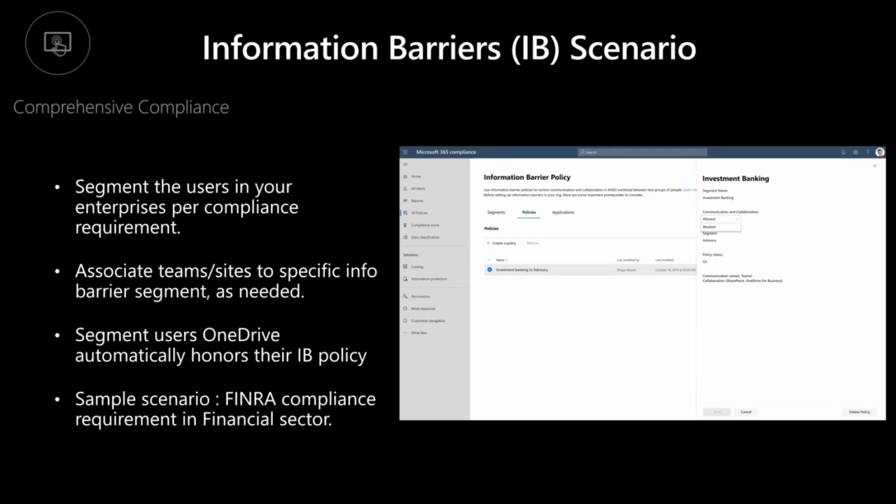The second thing is you can associate a given SharePoint site to specific segments, because the resource also needs to be attached. And that's how we bring in conditional access based on the resource association as well. Third, segmenting users' OneDrive is coming into play, because Sesha is an investment banker, so even from his own OneDrive, is he allowed to share with the rest of the organization or with corporate advisors? So we do believe we are bringing the IB policy enforcement to OneDrive as well.